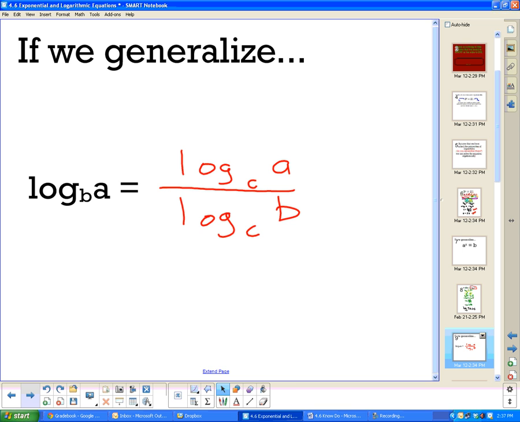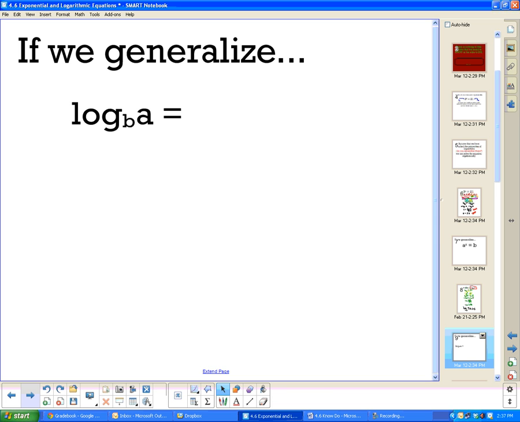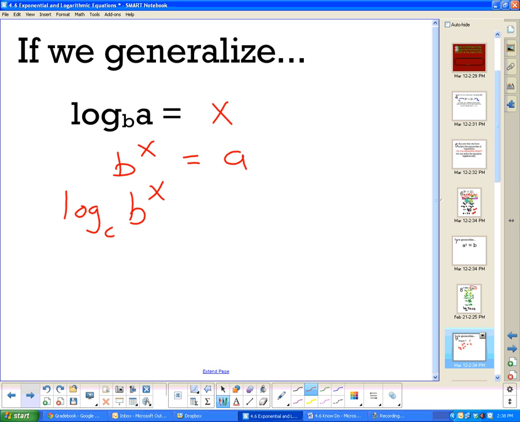So why don't we go through the details of where that red statement came from, and I'm going to treat it just like we treated our last problem. I'm going to go with an x there. I'm going to rewrite this as an exponential, b to the x equals a. I'm going to take an arbitrary logarithm, base c, of both sides. Apply the property that allows me to take the exponent on the input and bring it out in front of the logarithm.